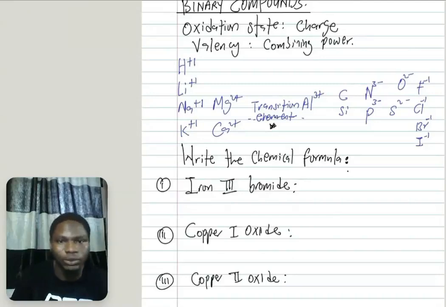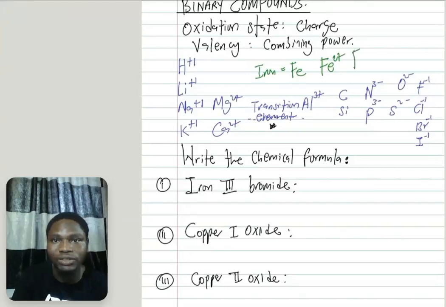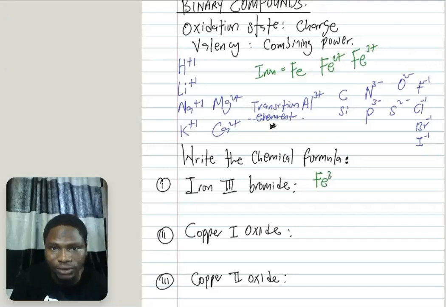Now look at iron, the symbol for iron. Everybody knows the symbol for iron is Fe, right? So if they say iron 2, it is Fe2+. If they say iron 3, it's Fe3+. So look at the type of iron now. You have Fe3+, so you are going to write Fe3+. That's iron 3. Bromide means bromine, and that is Br minus 1.